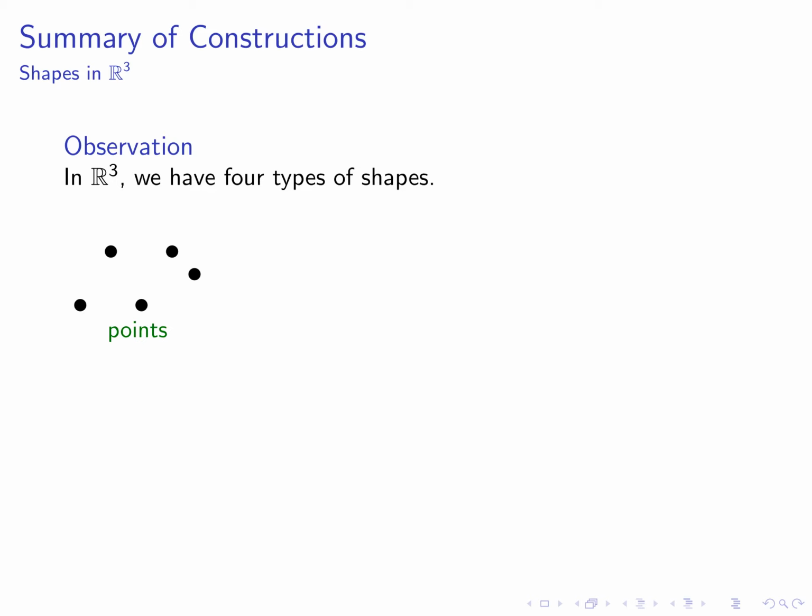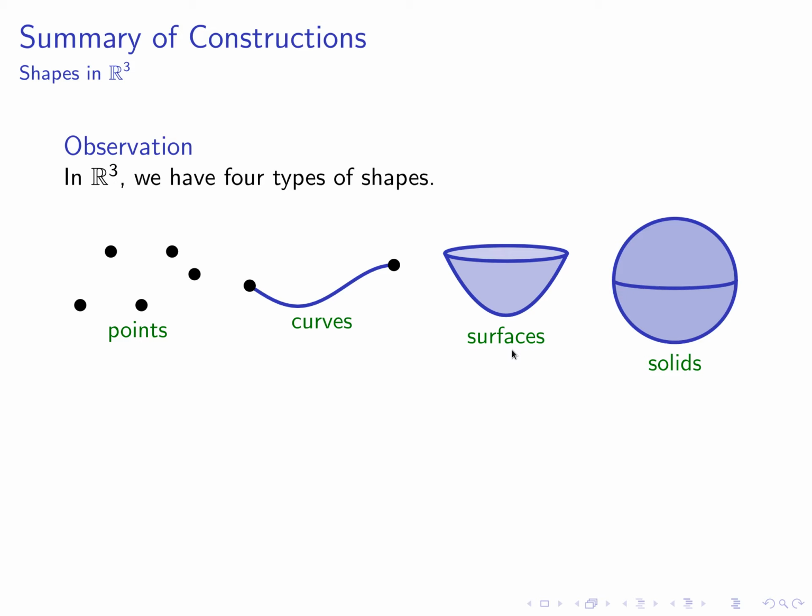We have points, which are just sort of visualized as dots in space. We have curves, which are sort of one-dimensional objects that connect points to one another. There are surfaces, which in general are sort of non-linear, 2-dimensional shapes. And there are solids, which are sort of the 3-dimensional domains. So each one of these 4 types of shapes plays an important role in at least one of the 3 vector calculus theorems.